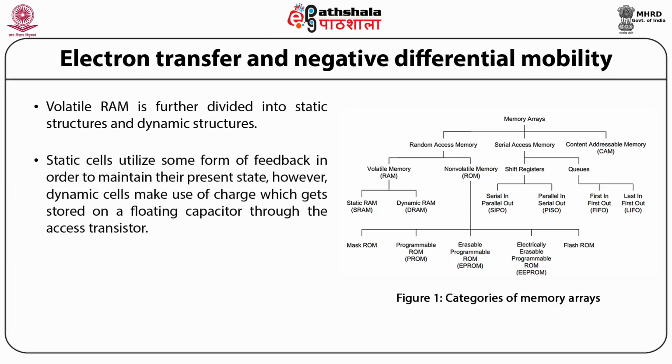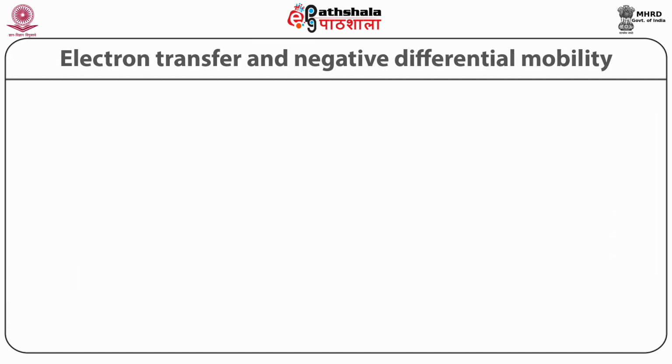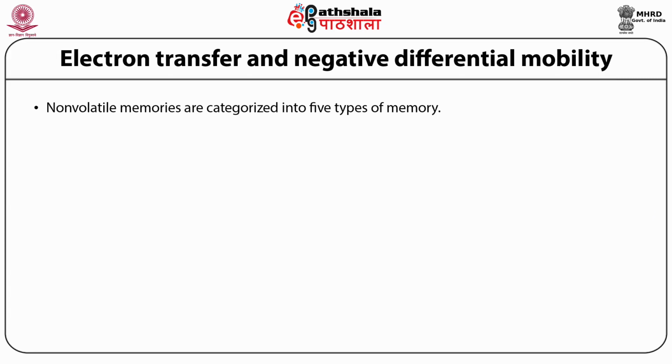Static cells utilize some form of feedback in order to maintain their present state. However, dynamic cells make use of charge which gets stored on a floating capacitor through the access transistor. Static RAMs or SRAMs respond faster and are less bothersome, but they need more area per bit as compared to their dynamic counterparts or DRAMs. So non-volatile memories are categorized into 5 types of memory.